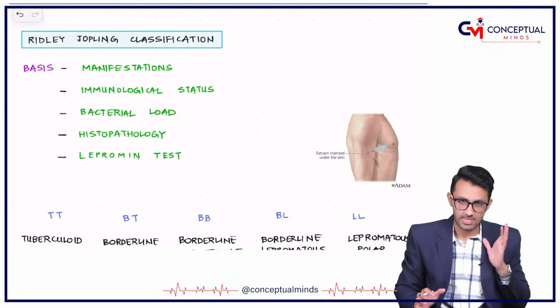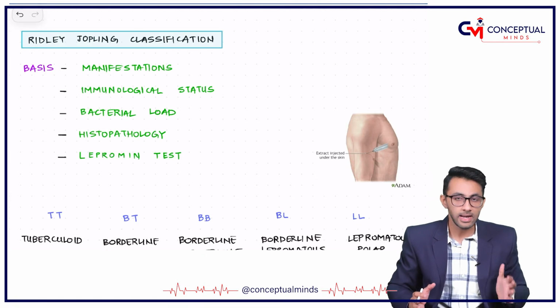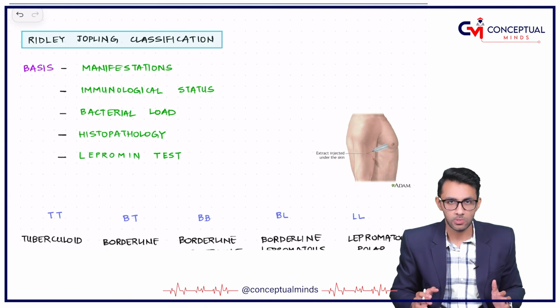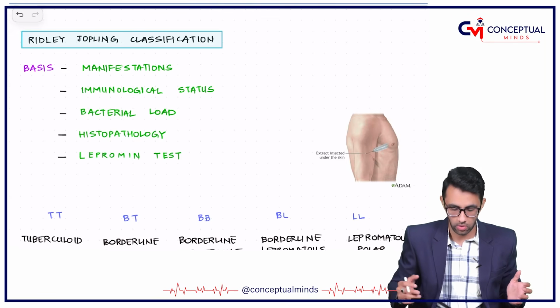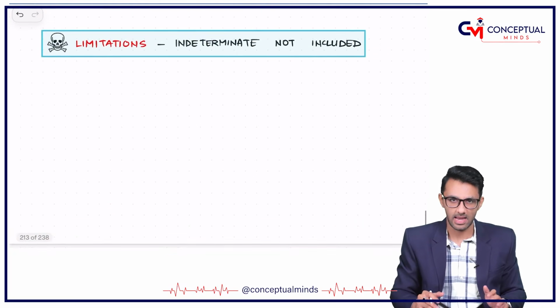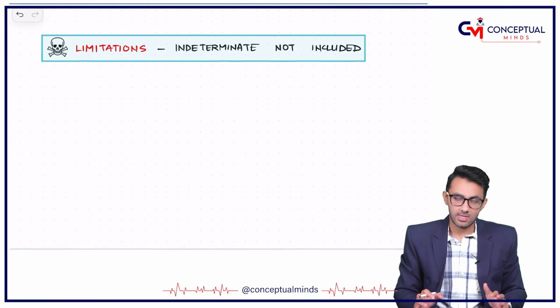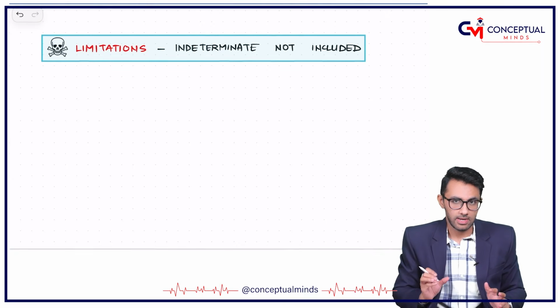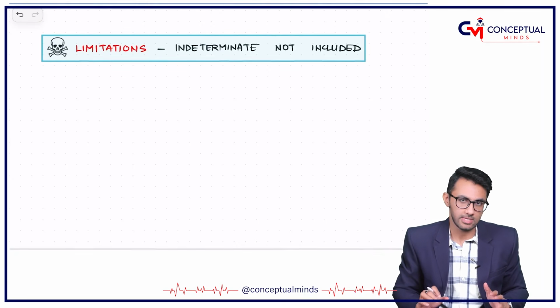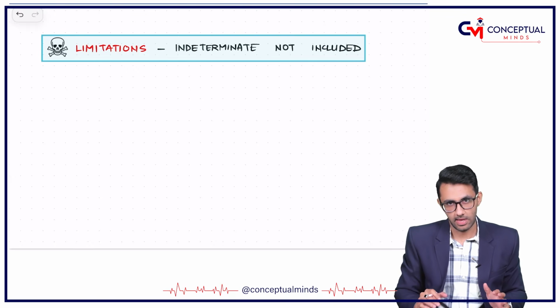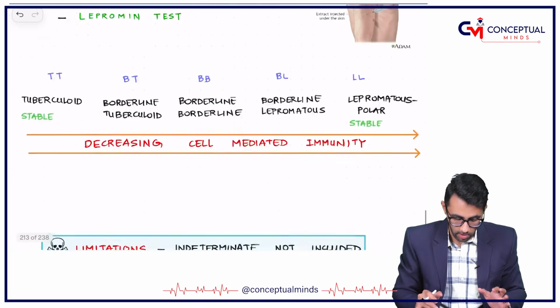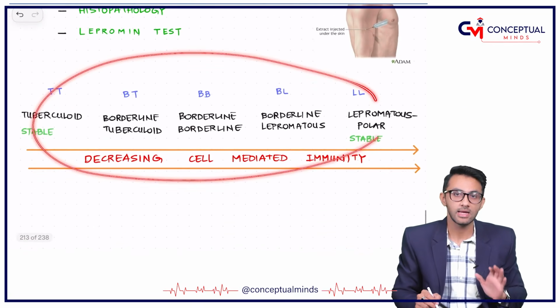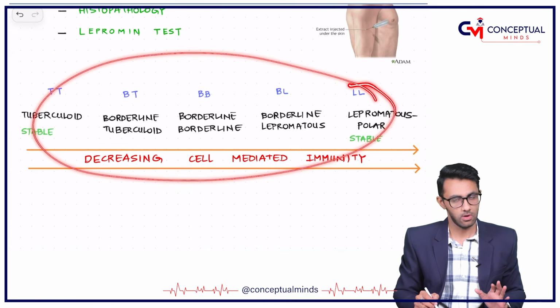Which type is it, the determinate type or the indeterminate type? Indeterminate means that the body has not yet decided what to do. So this is the indeterminate type, and this becomes the limitation of the Ridley-Jopling classification. Because the body has not decided what to do, how can we know about it? And all the things we read over here are the determinate types. You got it?